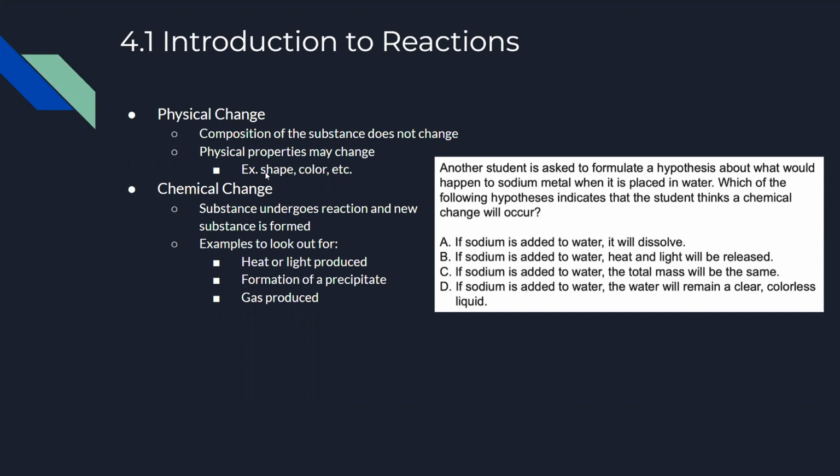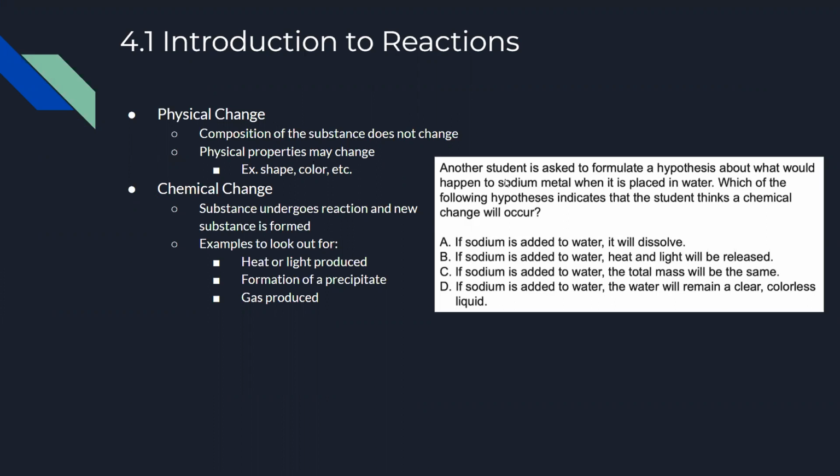A chemical change is basically when a substance undergoes a chemical reaction and a new substance is formed. Some examples that you have to look out for during a chemical change are when heat or light is produced, there's a formation of a precipitate, or a gas is produced.